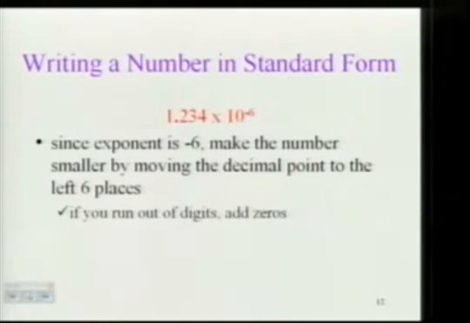You can always work backwards as well, right? If I wanted you to write this out longhand, how many places would you move the decimal? 6. Which way would you move it? To the left, because you need to create a number that's less than 1, right, because of the negative exponent.